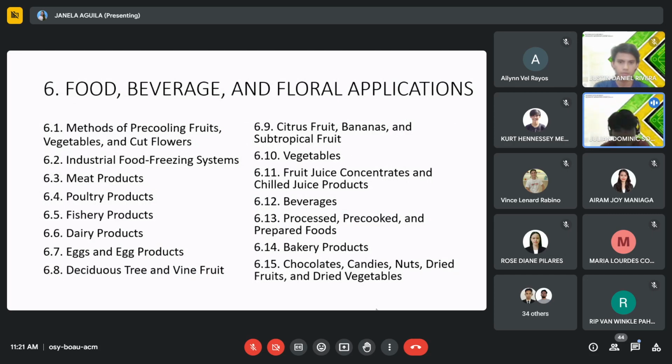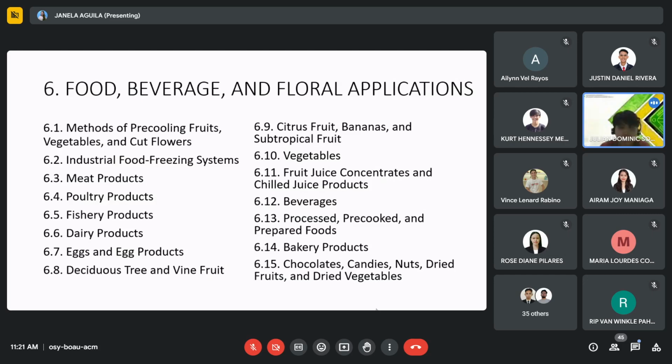So moving on to the food, beverage, and floral applications. In general po, the fundamental reason for having a refrigerator is to keep the cold temperature intact to these various products. The cold temperature helps the food stay fresh and slow down the activity of bacteria, like sinabi nga po ng mga past reporters. Then, refrigeration plays a crucial role in ensuring the safety and quality of our food and beverages, like preserving freshness and safety and increasing the shelf life of the food.